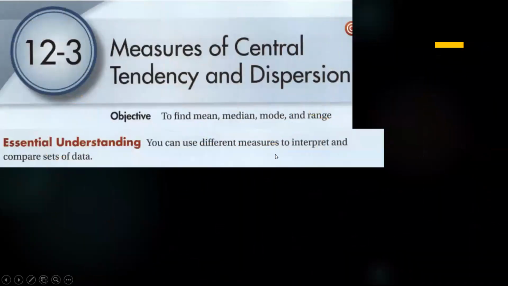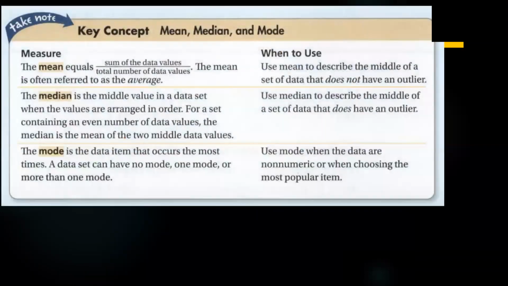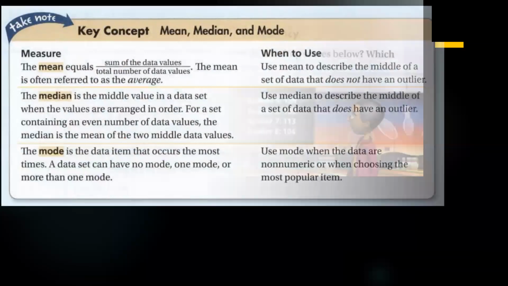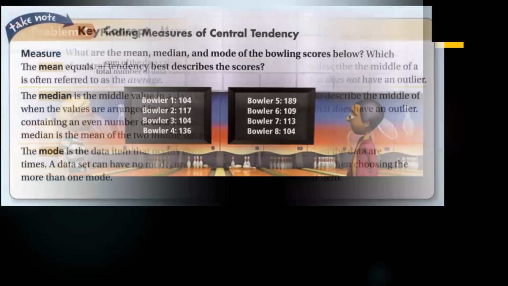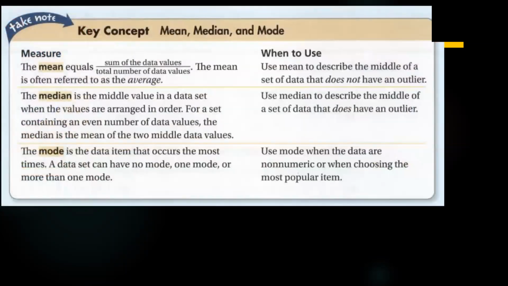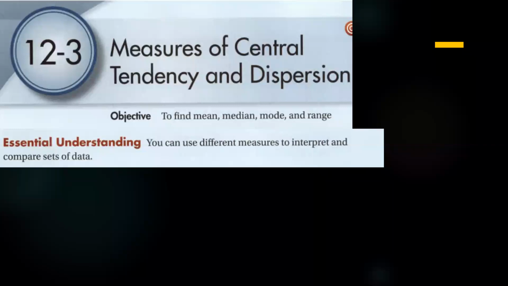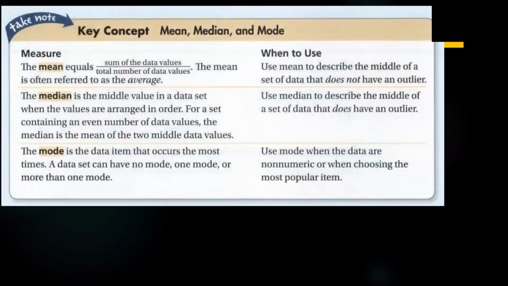So yesterday we started talking about measures of central tendency and dispersion. We talked about the mean, median, and mode. Now let's have this problem here. But before that, let's remember that the mean, median, and mode are measures of central tendency, and we have a measure of dispersion, which is the range. And these measures are used to analyze or to compare between sets of data.